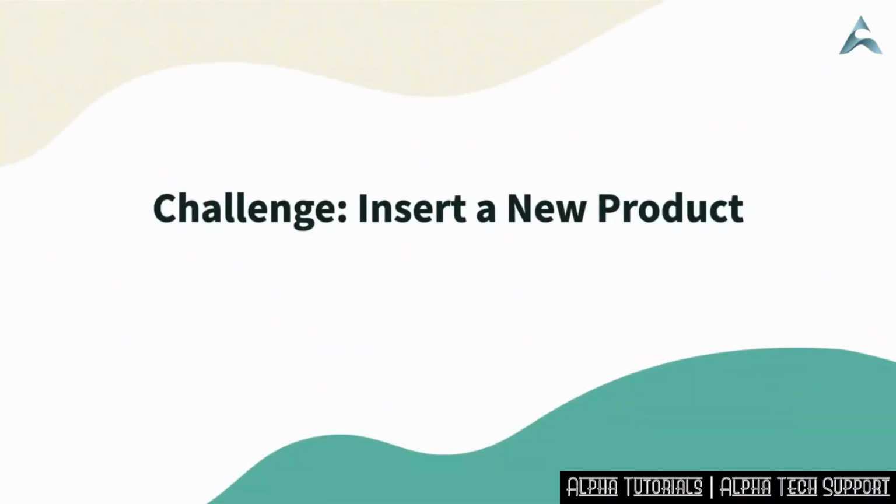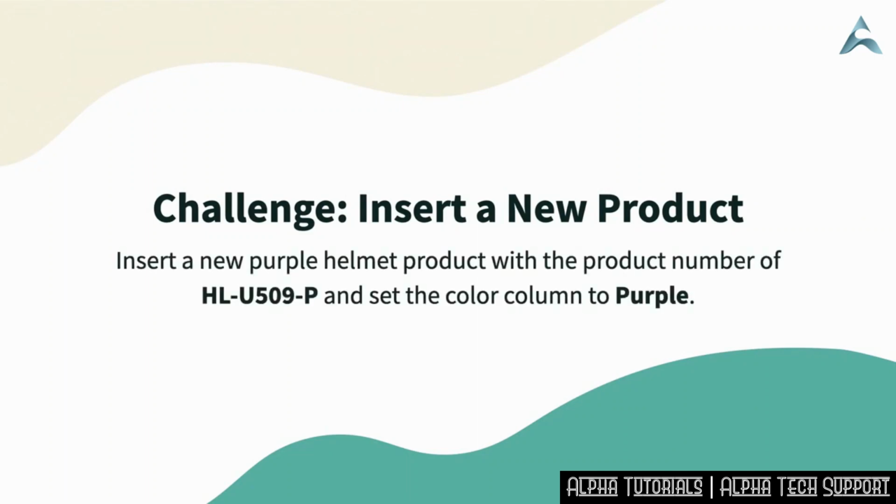Imagine that the manufacturer has now made a purple helmet. Write a new insert statement to put this purple helmet into the product table. But this time, I want you to set the color field to purple. The product name will be the same as the last query, but just change green to purple. And the product number will be HL-U509-P, with the P indicating that it's a purple helmet.